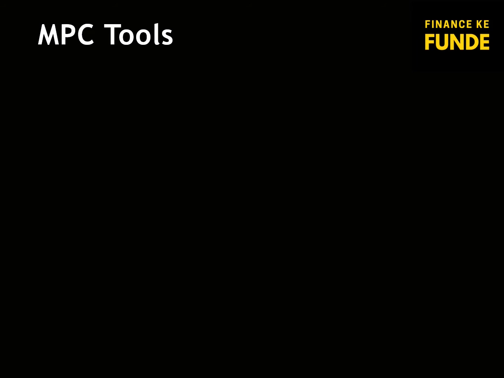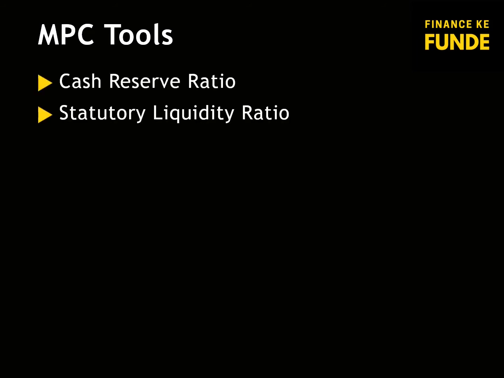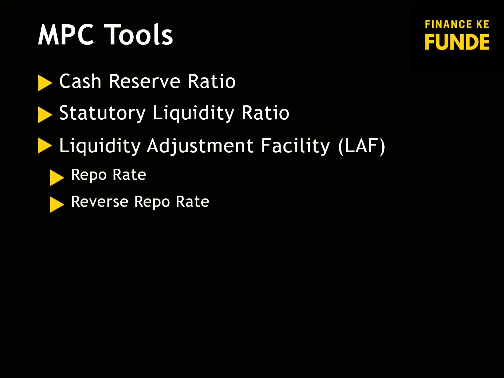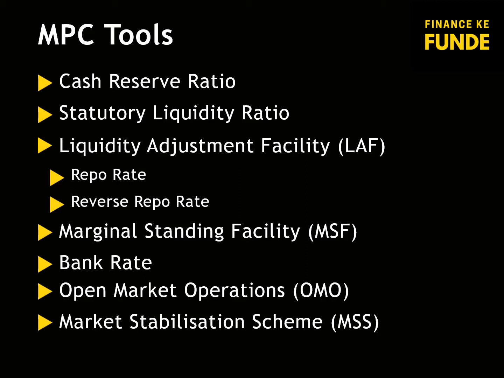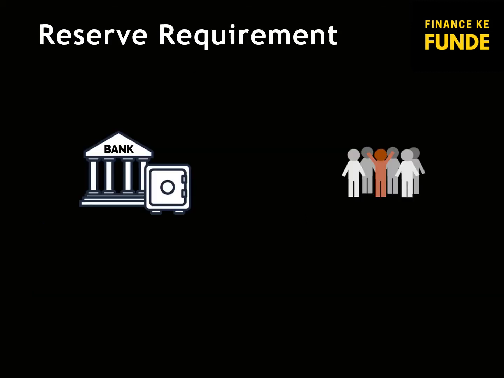MPC has several tools at its disposal. It includes reserve requirements in form of CRR and SLR, policy rates in form of Repo, reverse repo, MSF, and open market operations. We will understand each one of these in detail. Let's begin with reserve requirements.